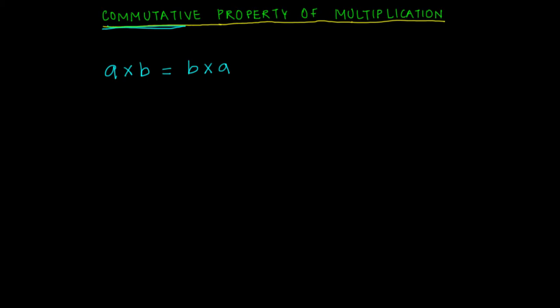Take an example. If we have 8 times 3, which is 24, that is the same as 3 times 8, which is also 24. So why does this make sense? Take a look at this rectangle.